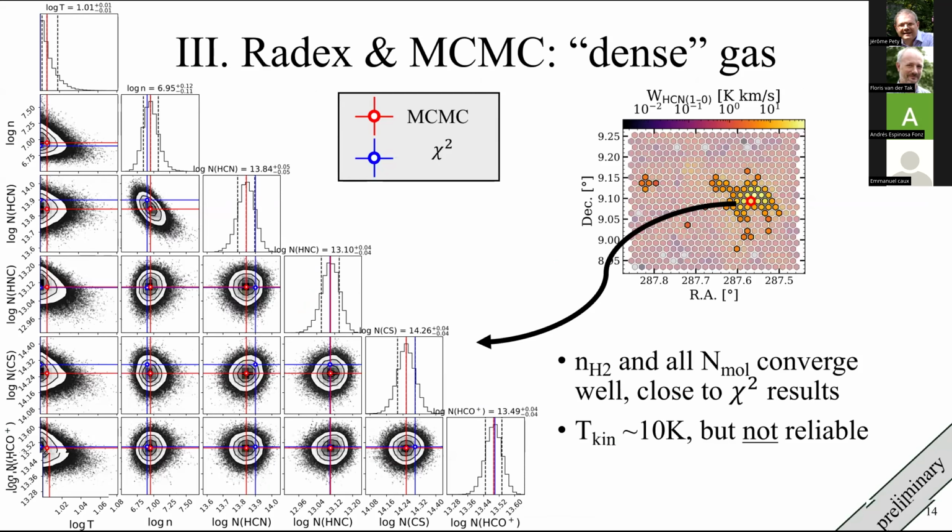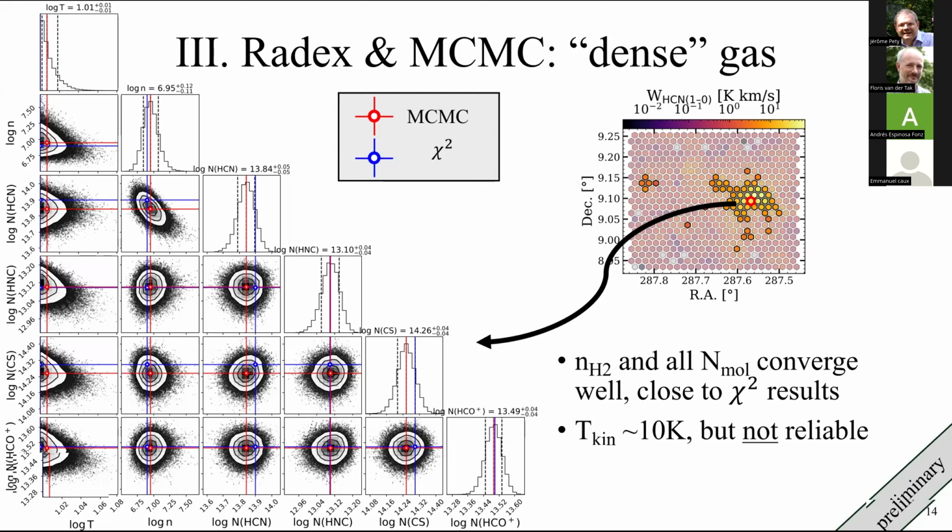So let's look at one of these very, very bright pixels, which means that we have for both groups all four lines, so all four molecules with all lines detected. So we can really look at all of them here. On the left, you can see the corner plots showing the 1D and 2D posterior distributions. And in red, you can always see the median from the MCMC, and in blue, the result from the best chi-squared fit to compare with.